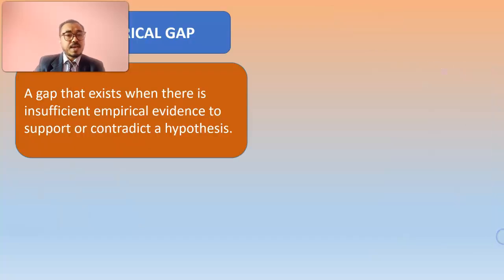Okay, next one is empirical gap. It is a gap that exists when there is insufficient empirical evidence to support or contradict a hypothesis. If we are doing research work and we are unable to provide the required data or evidence to support it, then that work is considered, let's say, unreliable. This type of gap is called empirical gap.